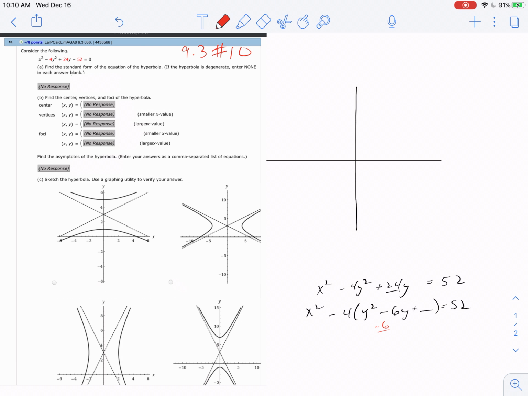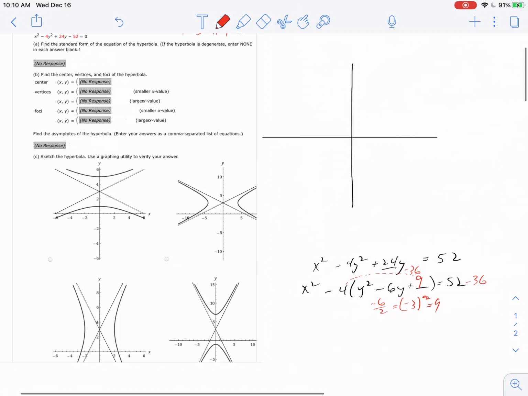And so negative 6 divided by 2 is negative 3. I square that, and I get 9. So when I add 9 here, we have to be careful. I have to check out front, and there's a negative 4. So that's really negative 36. So I've changed my problem by negative 36. And then we're going to have x squared minus 4 times y minus 3 squared. Remember, the negative 3 just goes in the parentheses. And 52 minus 36 is 16. So the final step is to divide everything by 16.